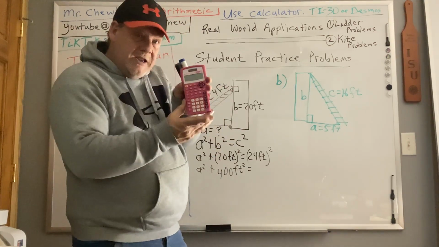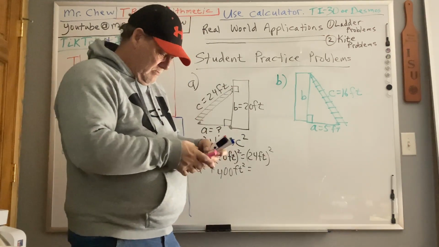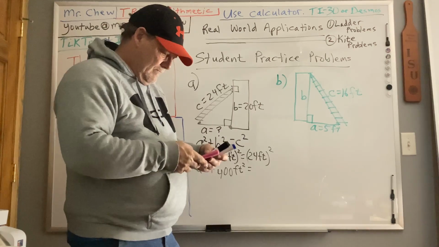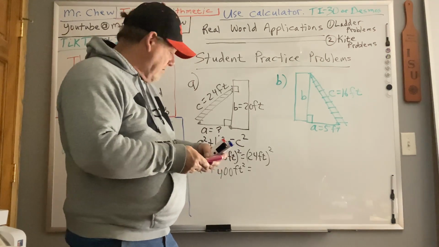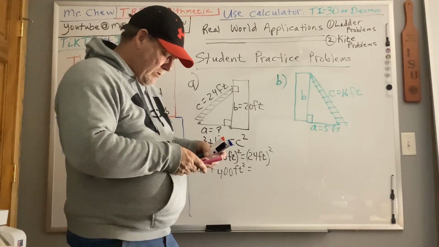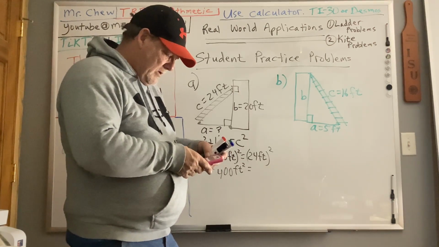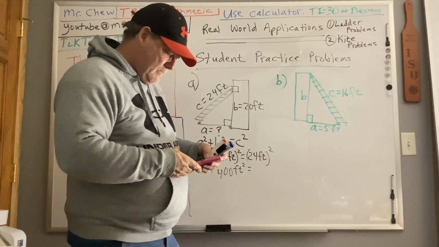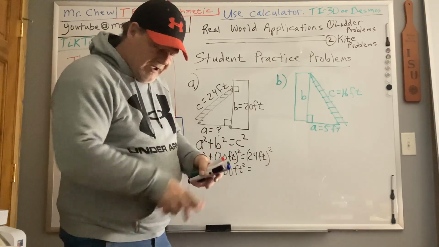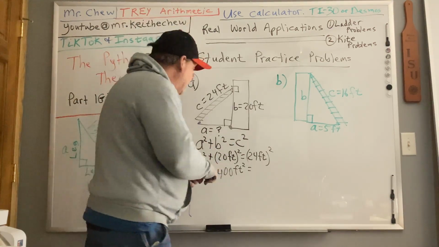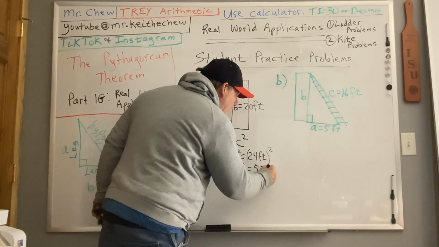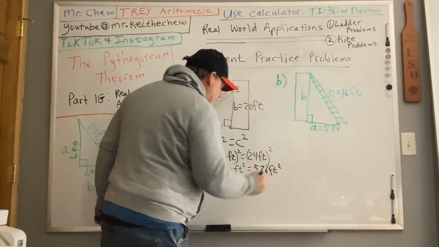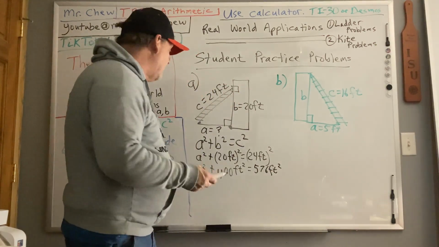I'm going to use my TI-30 calculator. Had to turn it on. So 24, x squared, equals 576. And some of you maybe already knew that. Maybe you committed it to memory. I don't waste my brain cells for that because I can use technology.